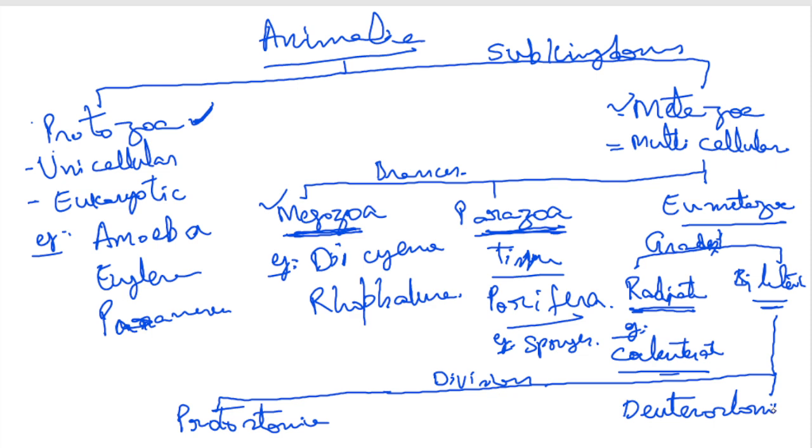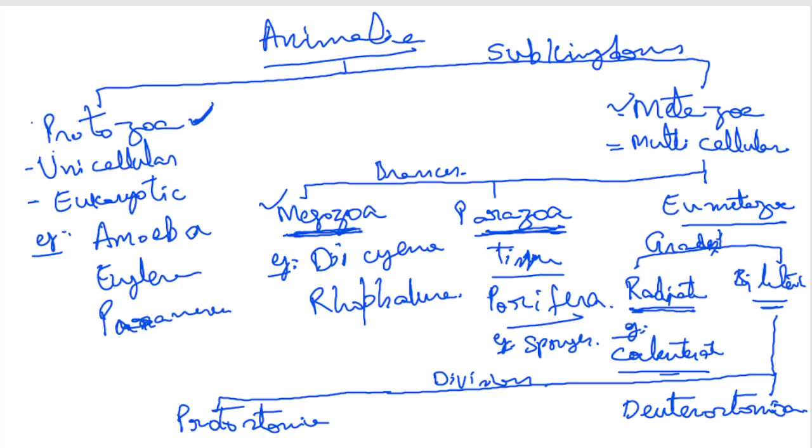Deuterostomia. Okay. Let's look at the difference between protostomia and deuterostomia. While development is going on, the embryo develops into a morula. The morula becomes a blastula, and the blastula becomes a gastrula. The gastrula generally contains an opening, which is called the archenteron.